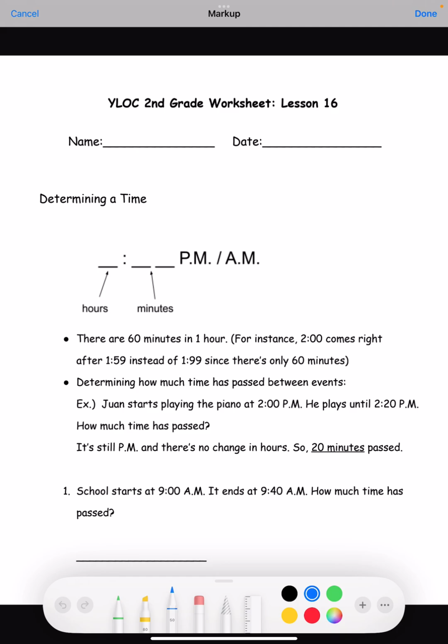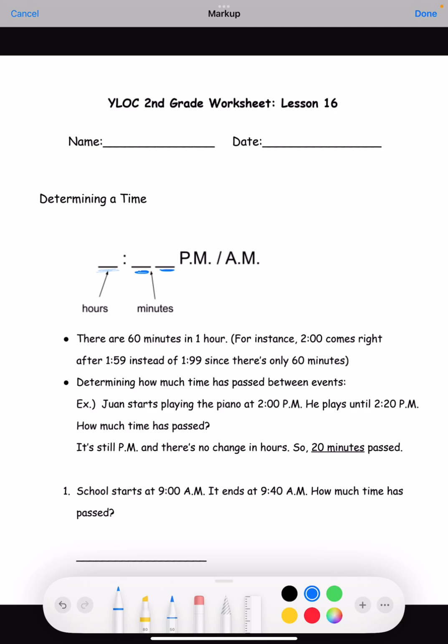Okay, today we'll be learning about determining a time, and this is how you can read time. So the first little line right here represents the hour, and these two lines right here represent the minutes. And PM stands for afternoon, and AM stands for the morning.